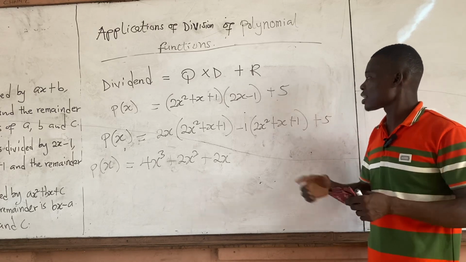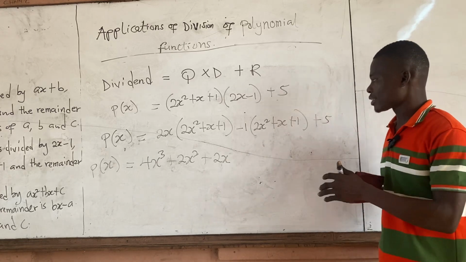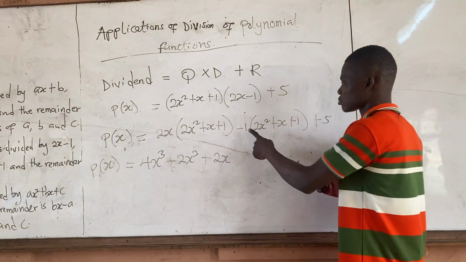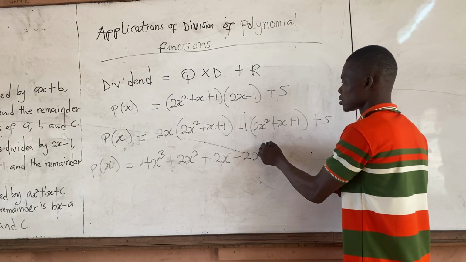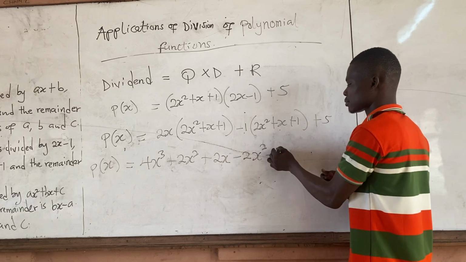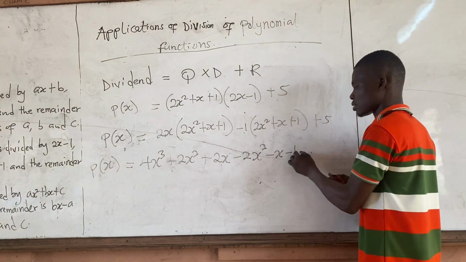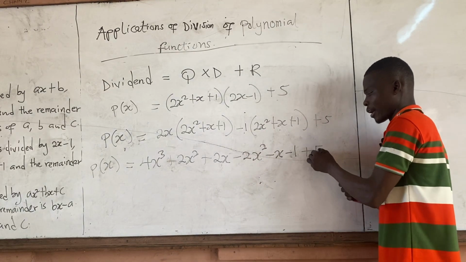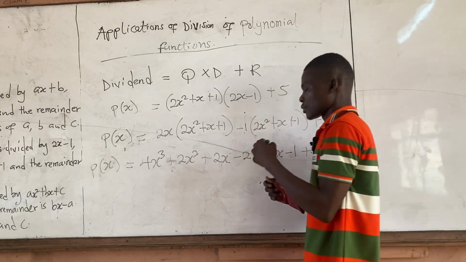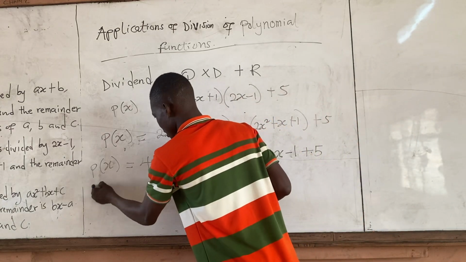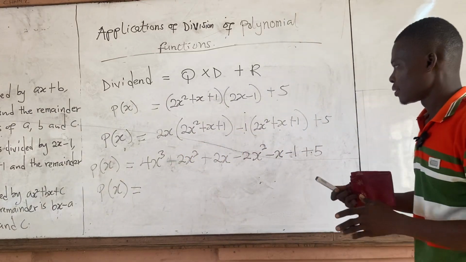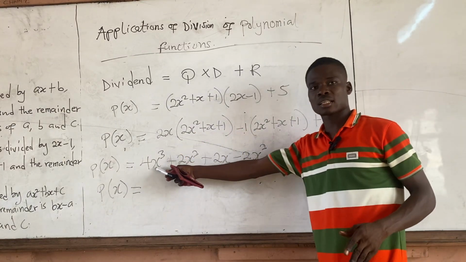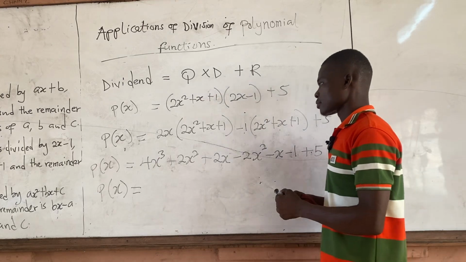So you see, when you use negative 1 to expand, you are going to get negative 1 by 2x squared, which is minus 2x squared. Minus 1 times x is minus x. Minus 1 by 1 is minus 1, plus 5. Now let's simplify everything. So let's check the power 3. Apart from this term, there's no power 3 in this expression.